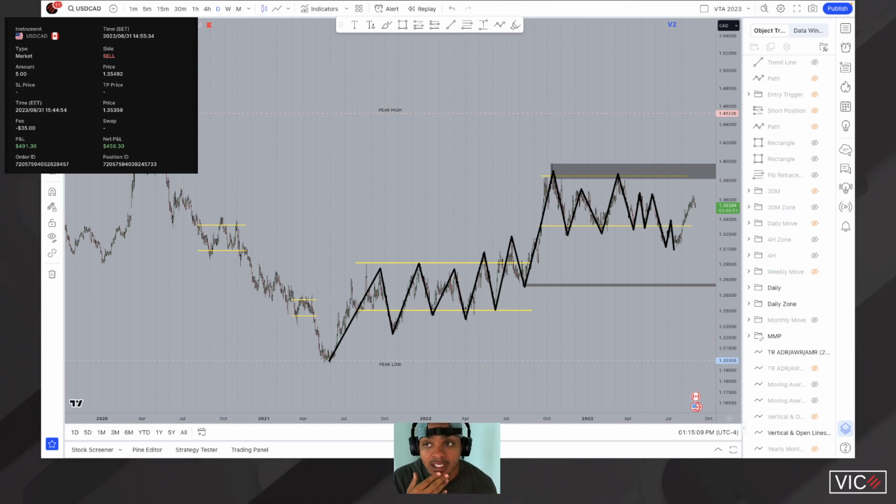So from the top, right? We're going to start from the daily time frame. When I'm looking at the daily time frame, I'm looking for the market maker's pattern, right? So here we go. We're on V2.